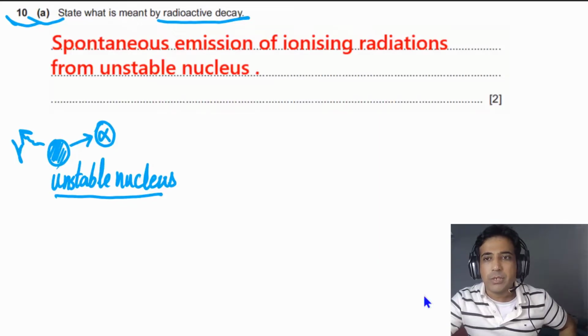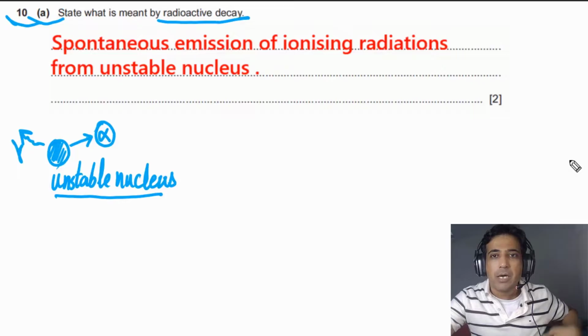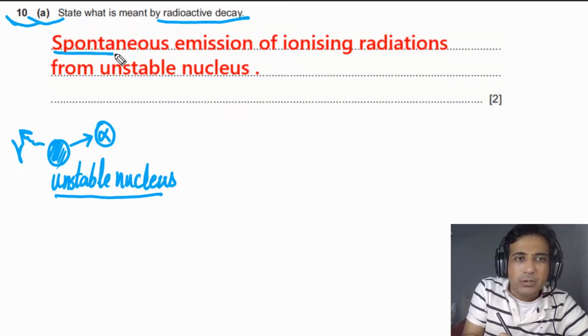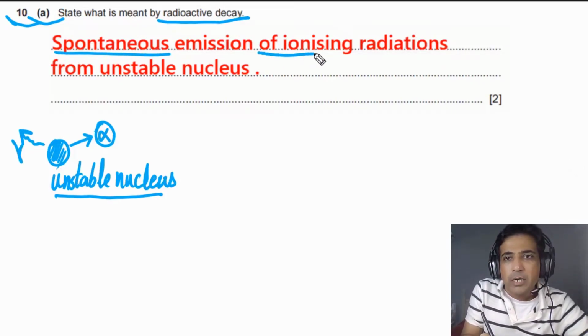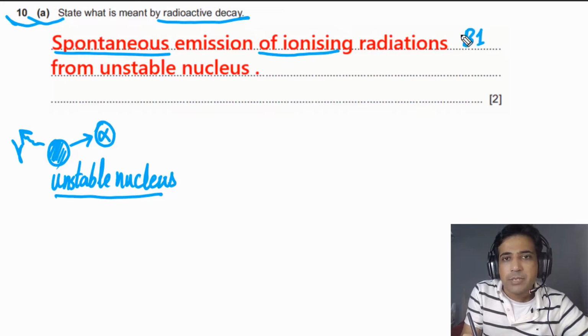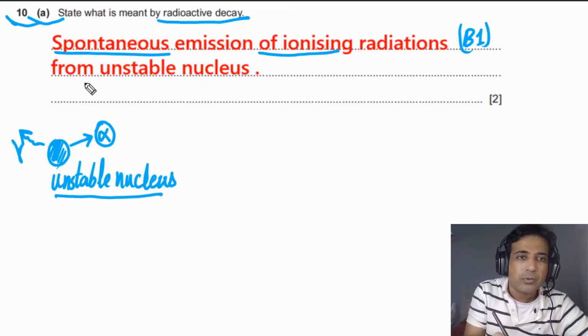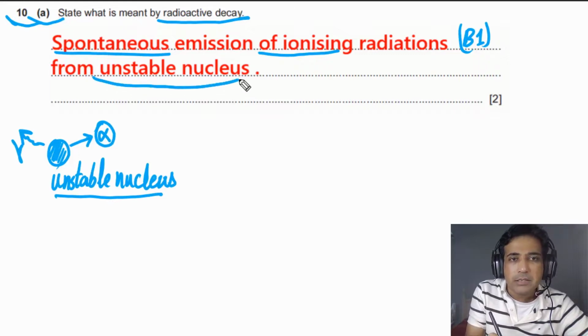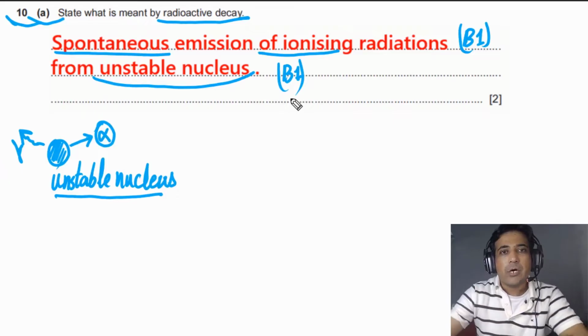This is how you can write down your answer. This question has 2 marks. You will get the first mark if you have written spontaneous emission of ionizing radiations. That one is a B mark. And the second B mark you will get if you have written unstable nucleus. This is how marks will be awarded.